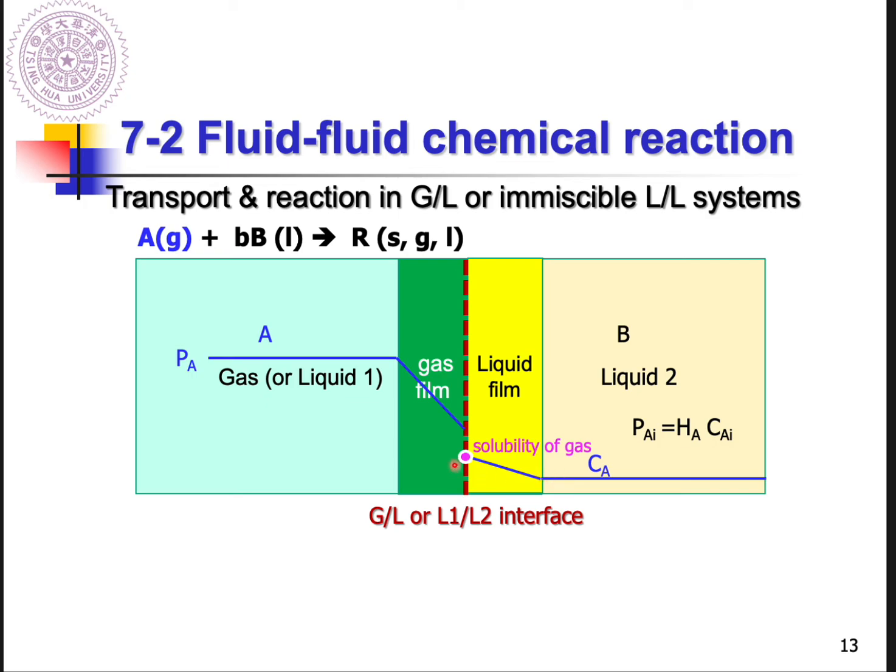Okay, and regarding the solubility of gas A, you can use this equation as long as you know the Henry's constant and the partial pressure at the interface. Then you can get Cai, the concentration of A at the interface. Okay?